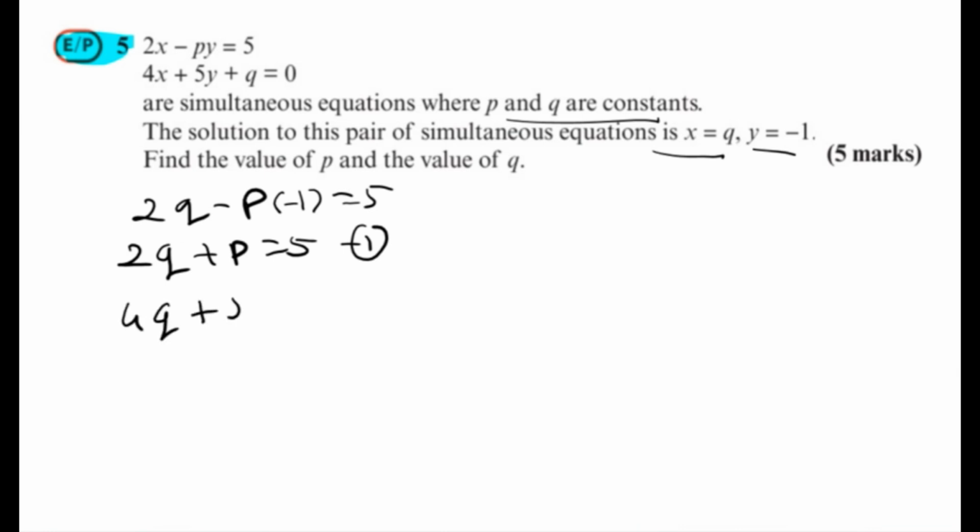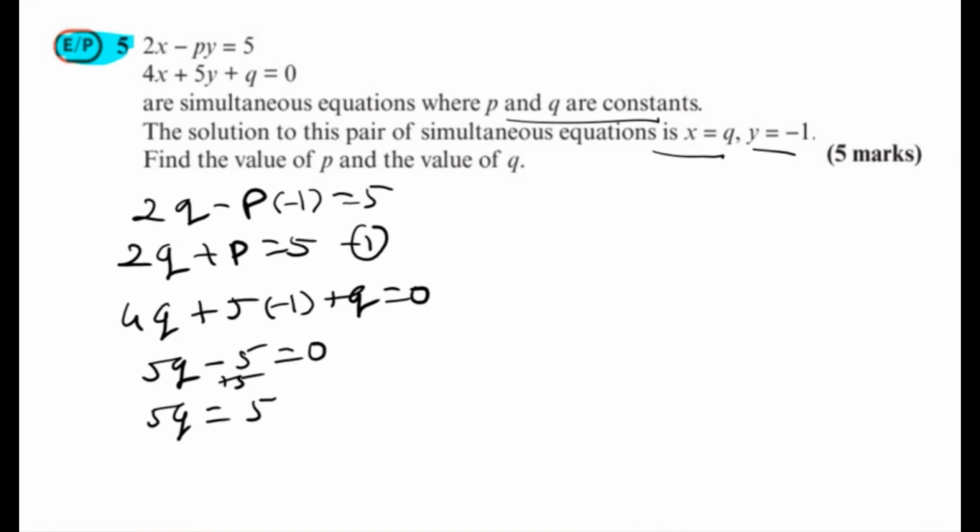4q plus 5 minus 1 plus q is equal to 0. 4q plus q will give me 5q, and 5 minus 1 will give me 5, so 5q plus 5 is equal to 0. Here I can find the value of q. 5q is equal to 5 because I do plus 5 both sides and divide by 5. So q is equal to 1. So I already found the value of q.